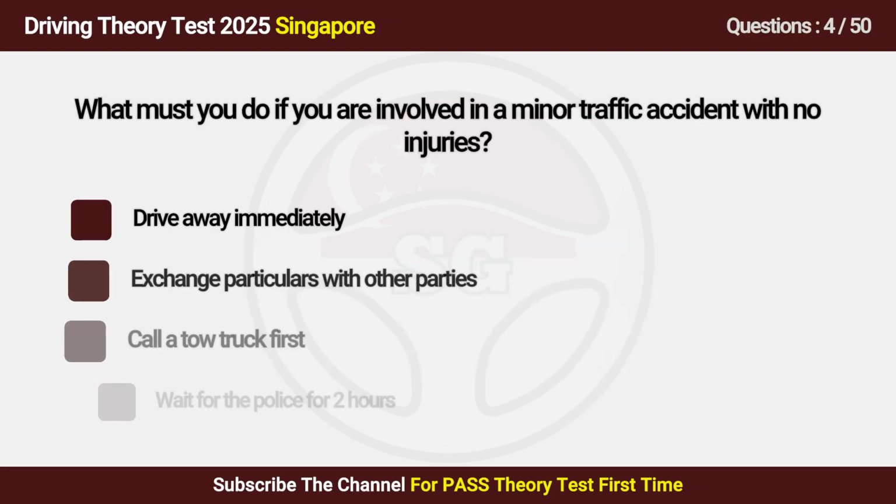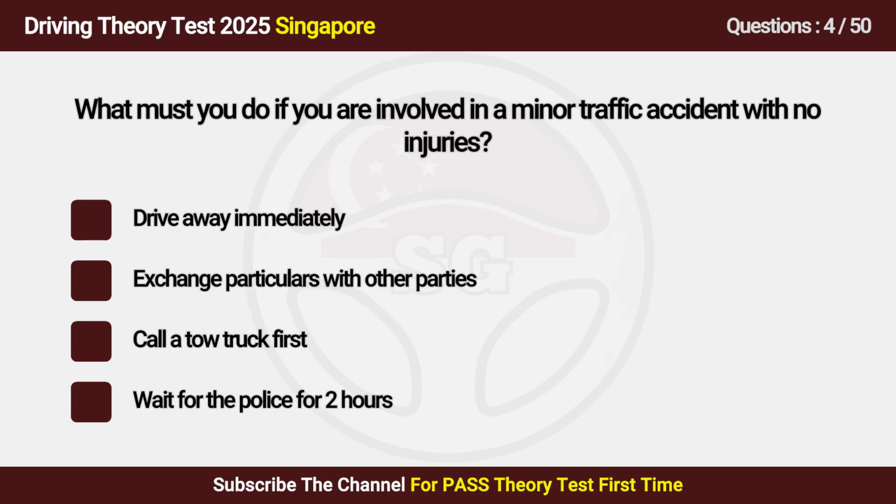Question 4. What must you do if you are involved in a minor traffic accident with no injuries? A. Drive away immediately. B. Exchange particulars with other parties. C. Call a tow truck first. D. Wait for the police for 2 hours.